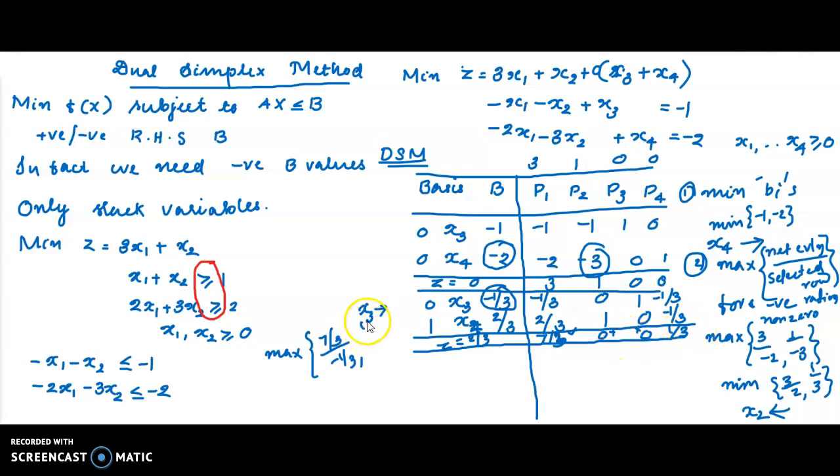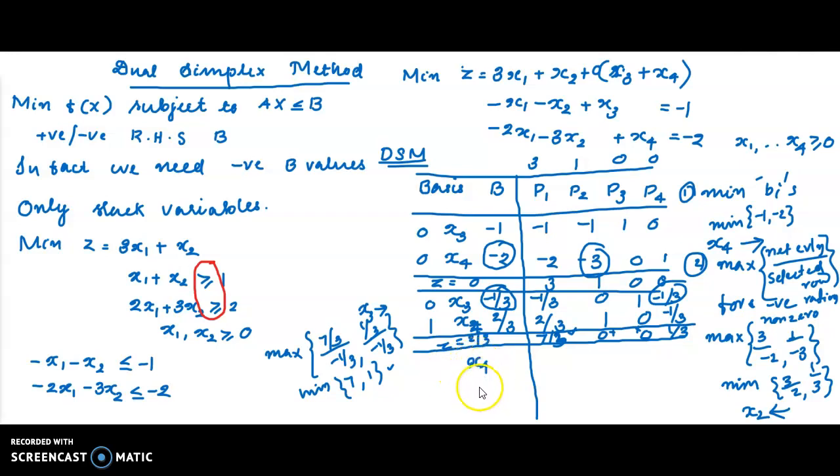Then 1 by 3 divided by minus 1 by 3. That is minimum of positive value we can take. 3 will cancel. 7 and 1. Minimum of 7 and 1, that is 1. Then we have to make it 1. Multiplying by minus 3, x3 goes out of the basis and x4 comes again.